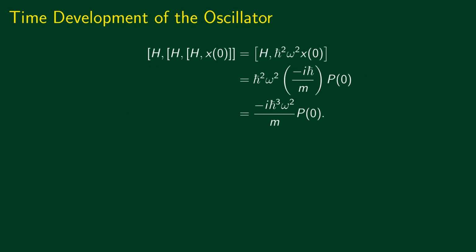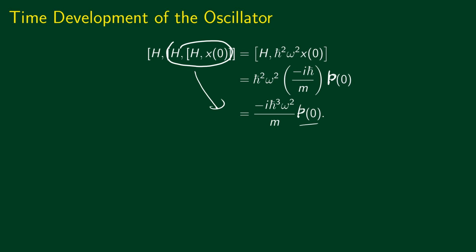Let's evaluate one more commutator. This thing we have already found, which is equal to h bar squared omega squared x of 0 from the previous slide. So this commutator is just the commutator of h with h bar squared omega squared x of 0. Again, we can use the result that we already found for the commutator of h and x of 0. And finally, you get this commutator to be minus i h bar cubed omega squared divided by m multiplying p of 0. Okay.